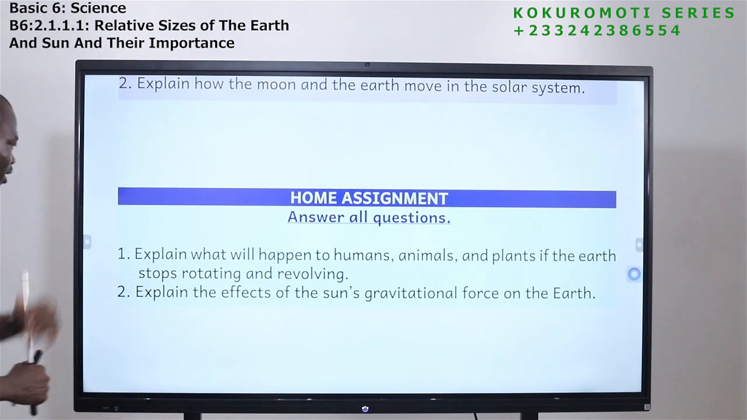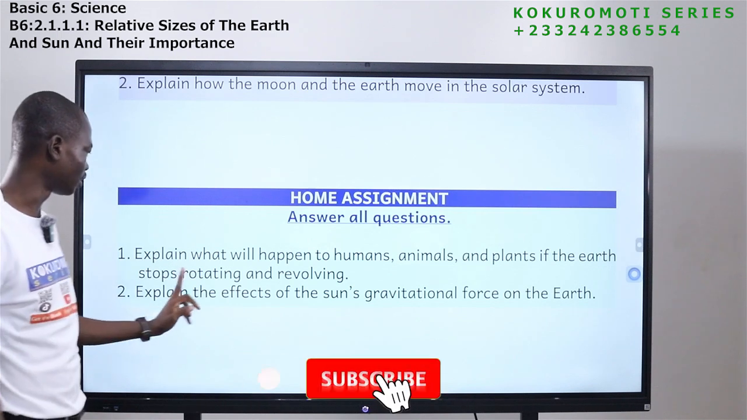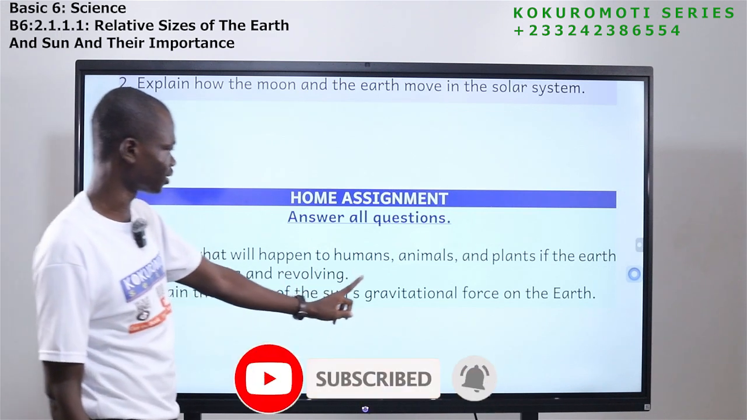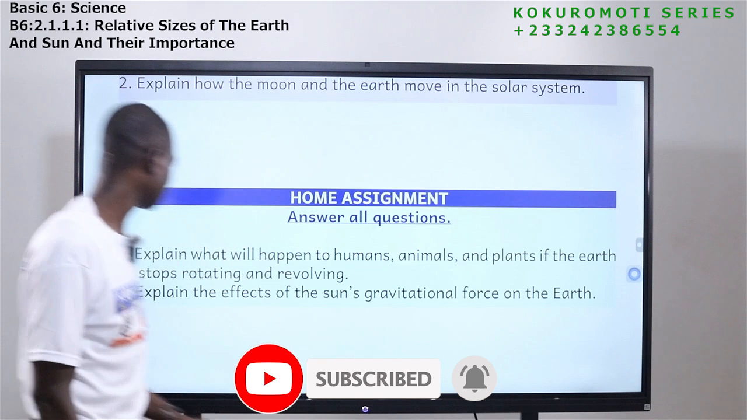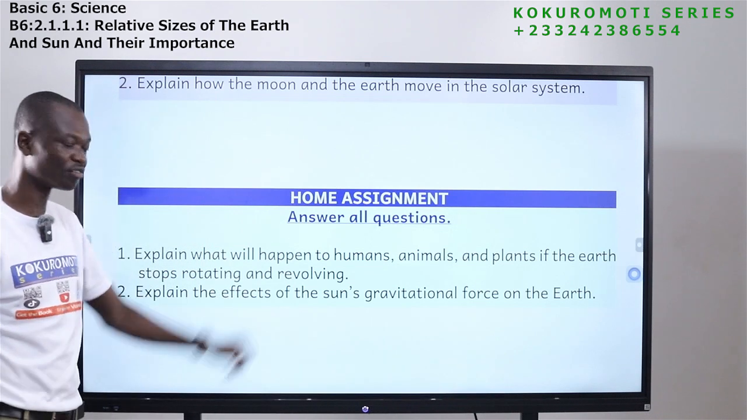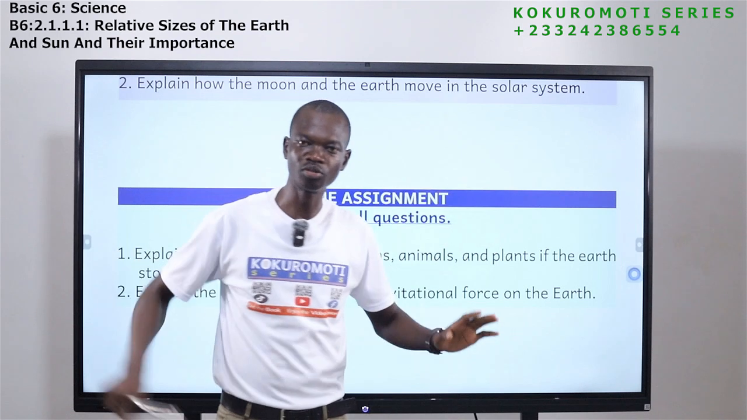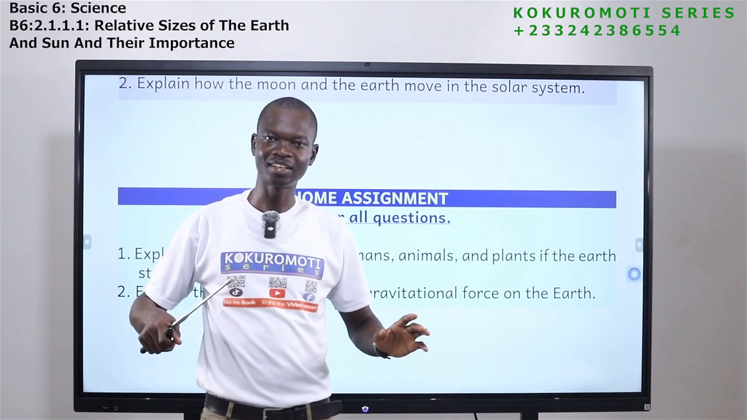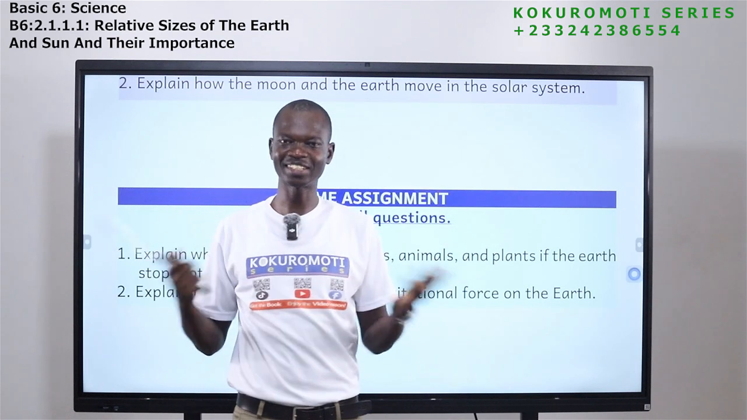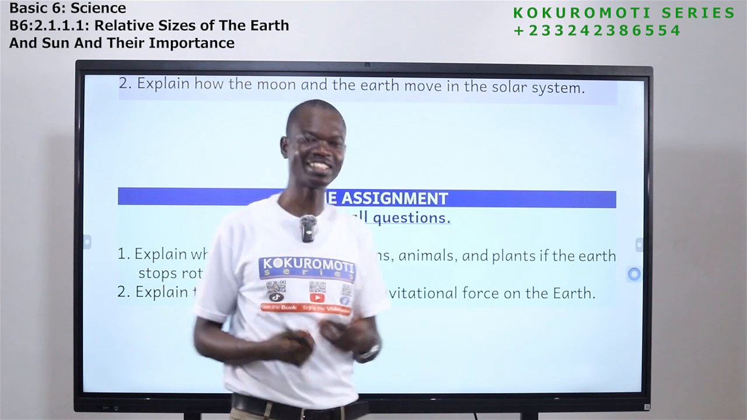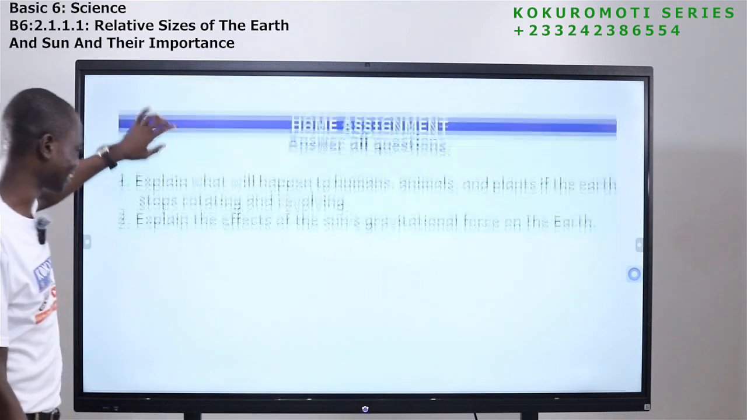So there's home assignment. Let me read them out. Number 1, explain what will happen to humans, animals, and plants if the earth stops rotating and revolving. What do you think will happen if the earth stops rotating and revolving? What do you think will happen? So explain this. I know you can answer it.